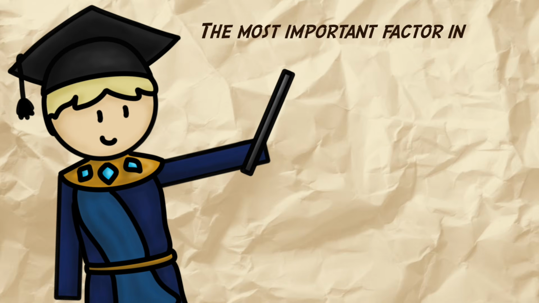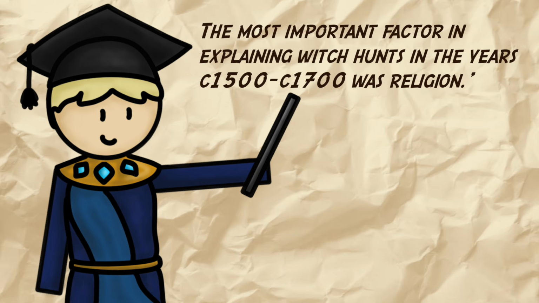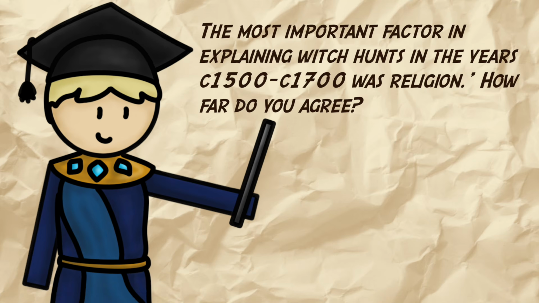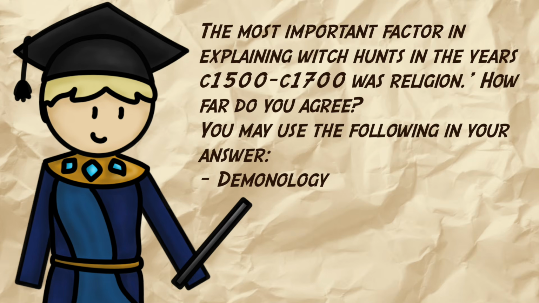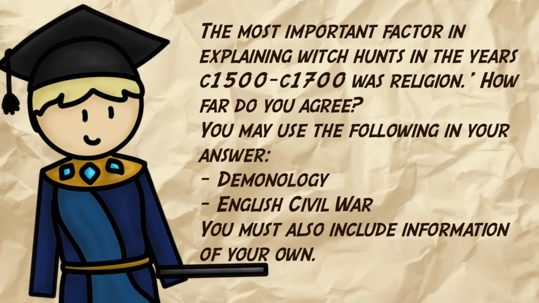The most important factor in explaining witch hunts in the years circa 1500 to circa 1700 was religion. How far do you agree? You may use the following in your answer: Demonology, English Civil War. You must also include information of your own.